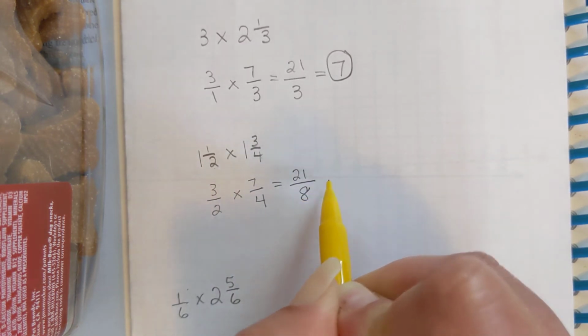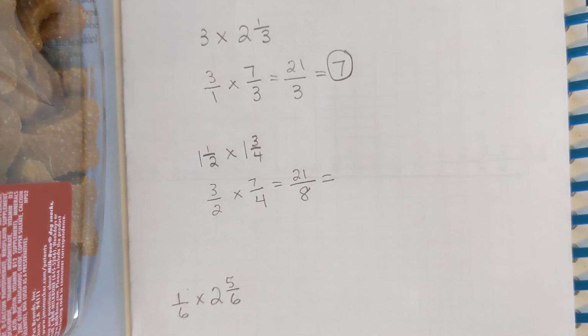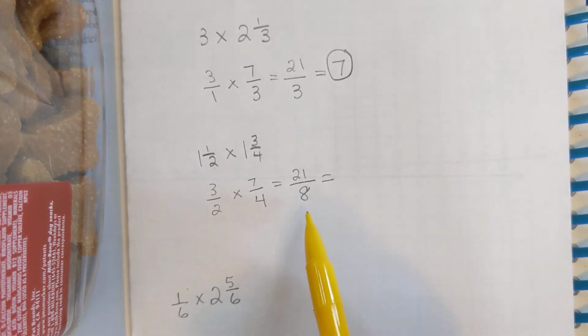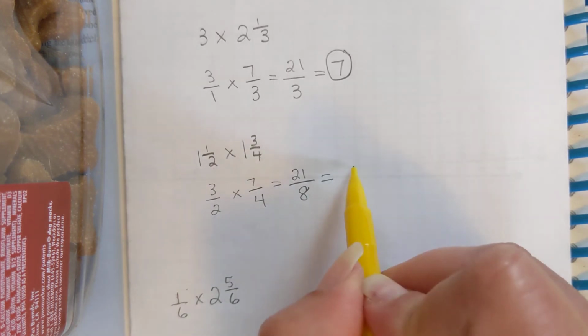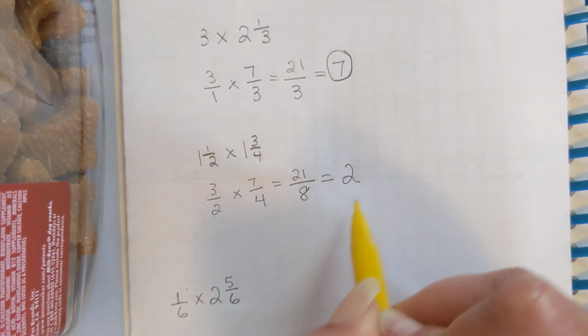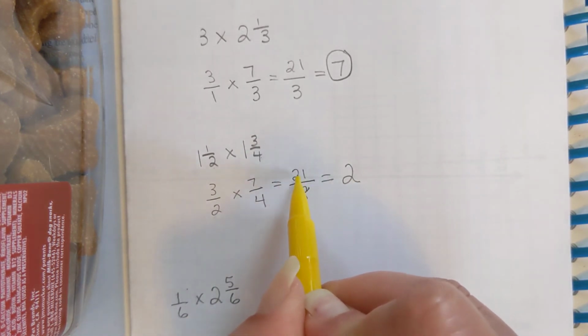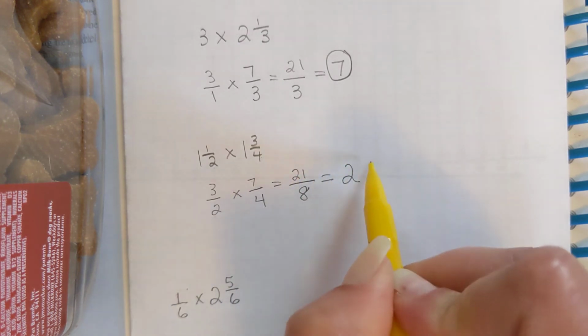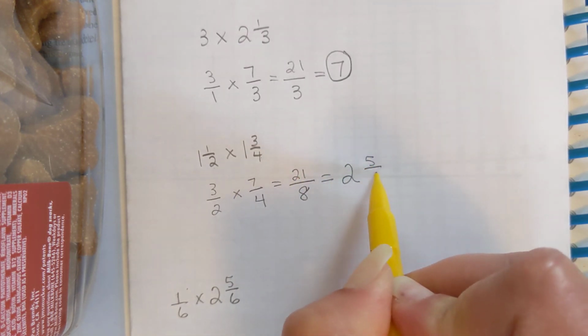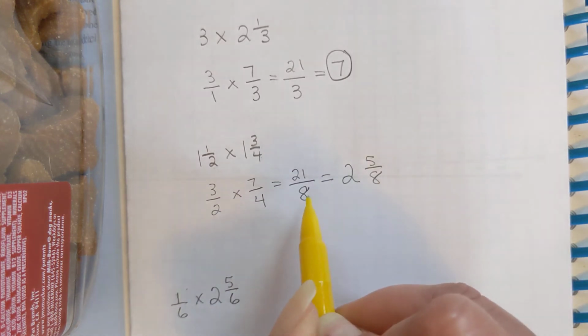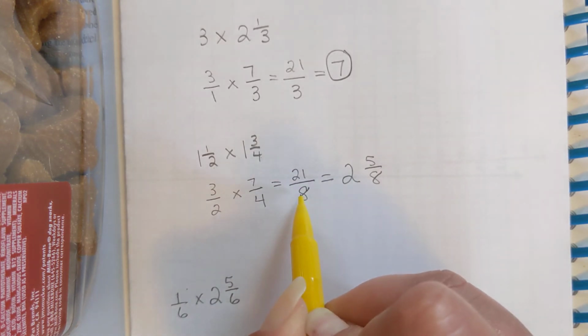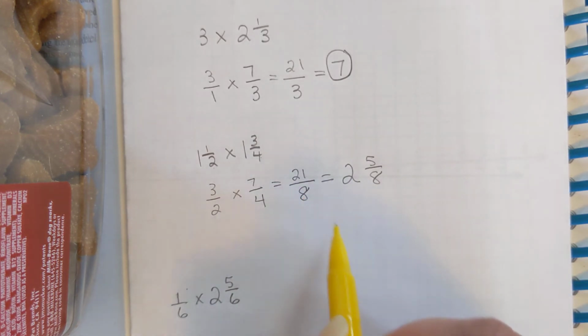Can I simplify this? Yes, I can. Okay, so 21 divided by 8. 8 will go into 21 2 times. Okay, so that would give me 16. I have 5 left over from my 21, so 5/8. If you need help reducing any of these, remember you can do it simply as a division problem.